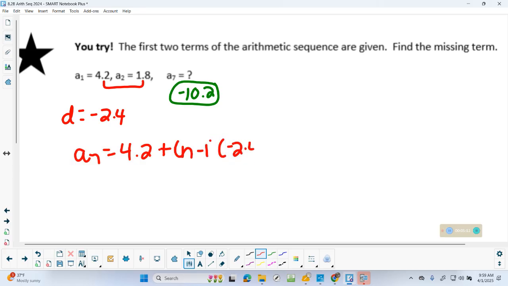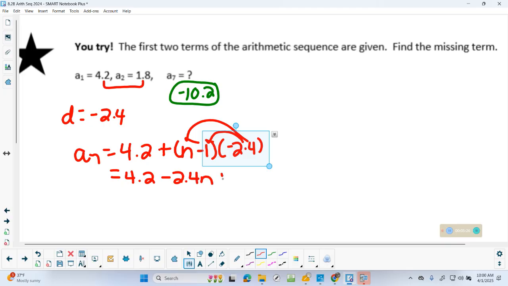This board is driving me nuts. All right, let's distribute and combine our like terms. So 4.2, I'm going to have negative 2.4n, and then plus 2.4. You know I like the variable first. You don't have to put the variable term first, I just like it that way. 4.2 and 2.4 added up is 6.6.